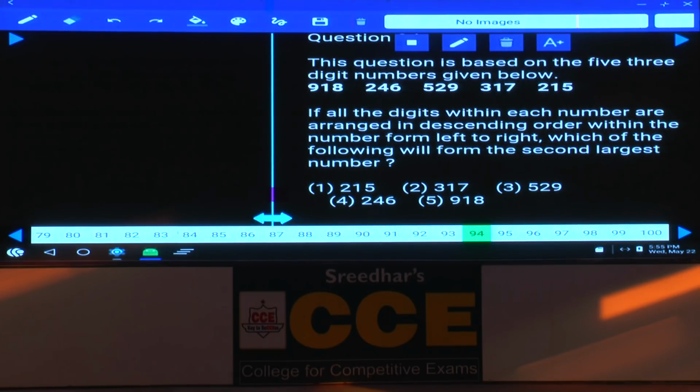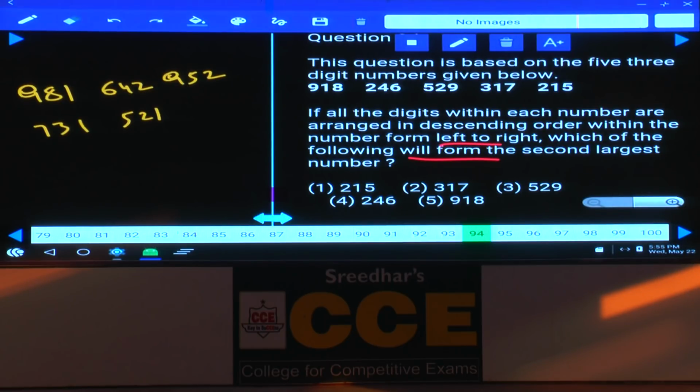Then question number 94. If all the digits within each number are arranged in descending order within the number, from left hand side to right hand side, descending order means the first number will be 981, and the next ones will be 642, 952, 731 and 521. Then from left to right, which of the following will form the second largest number? First largest number 981, second largest number 952. This 952 we are getting from where? Now 529, that is choice 3, 94.